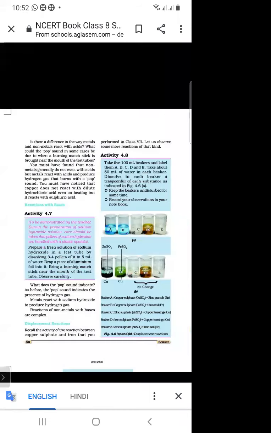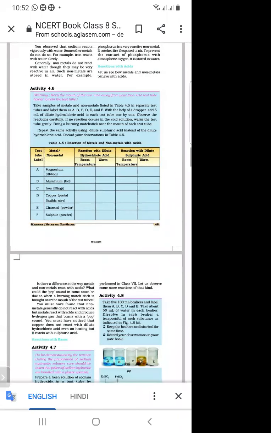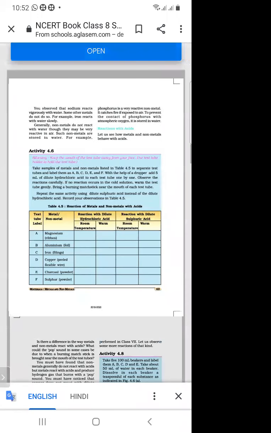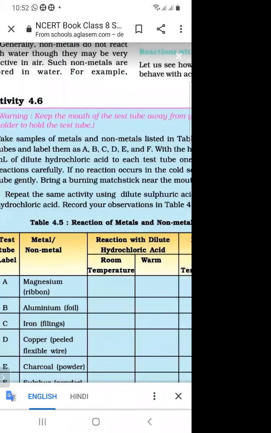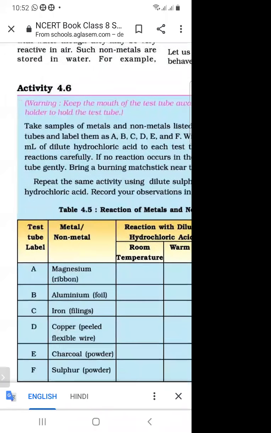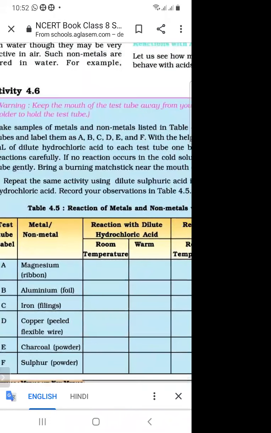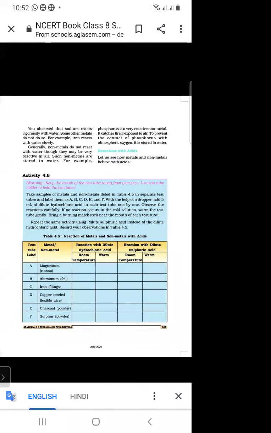So what about the reaction with acids? You have to do Activity 4.6. We are taking four samples, different samples of metals and non-metals. Then we will add some acid into them, and then we will add some base into them.